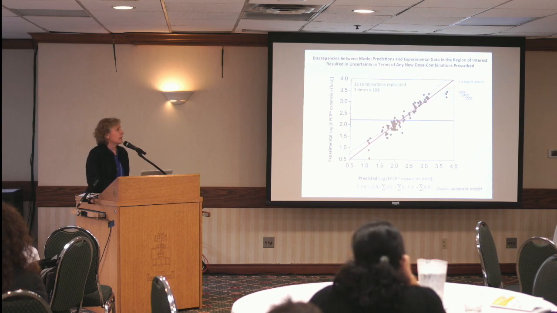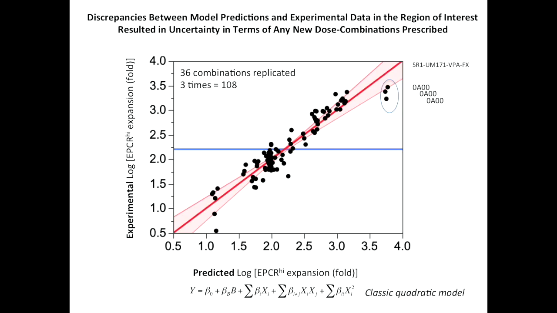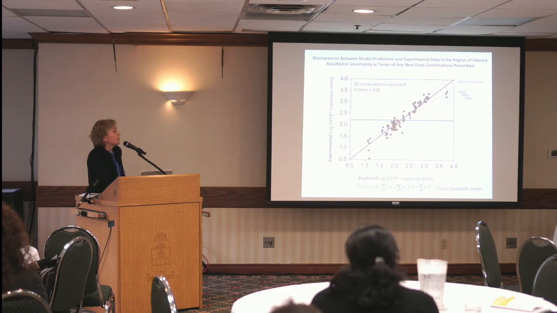So we could see here in particular, you see those outlier points. This graph represents the experimental data, the log ePCR expansion, and then the values predicted by the model. Normally you would want to have all the points, each factor combination in the factorial design experiment, fall on the line. And then we had outliers in the region of interest, which is high ePCR cell expansion.